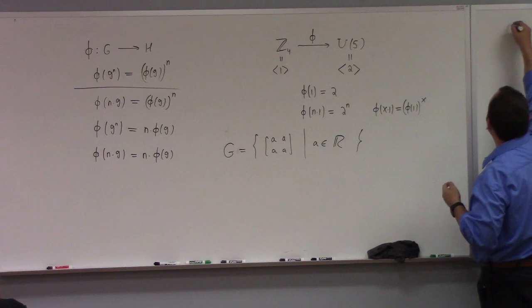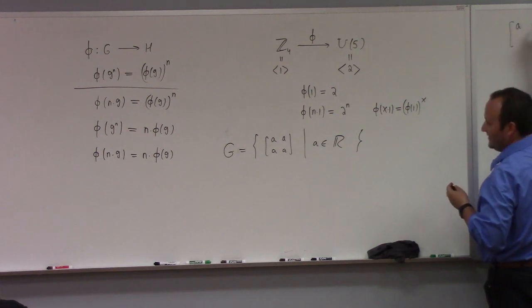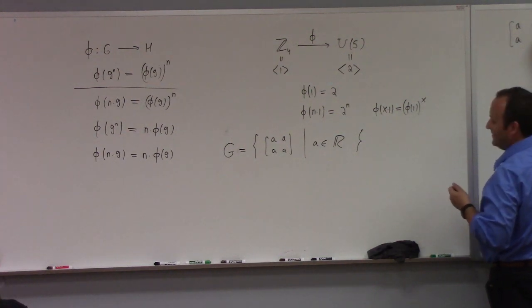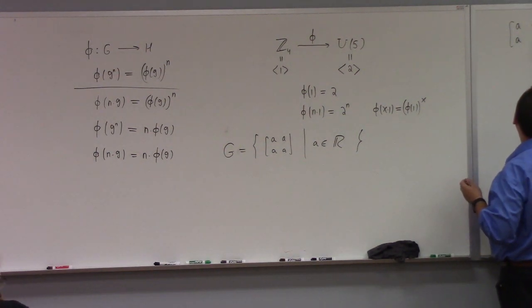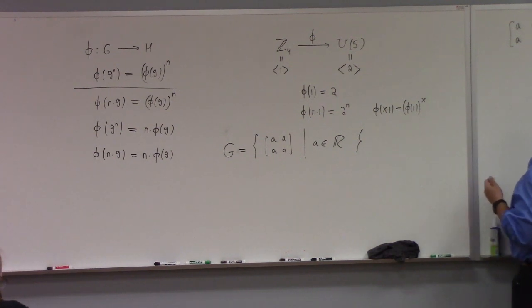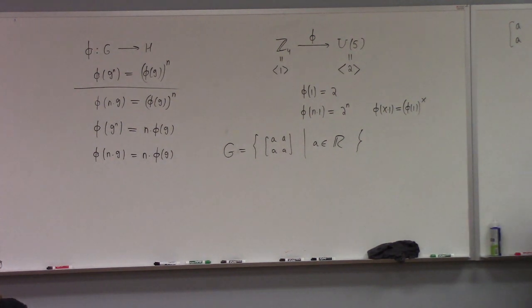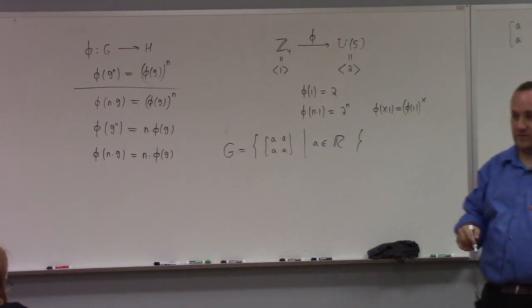So let's take 2 of these things, A and X, and multiply those. Your usual matrix multiplication, what's it look like? 2ax everywhere. So congratulations, you just proved it's closed, because the product of 2 matrices in G is again in G.